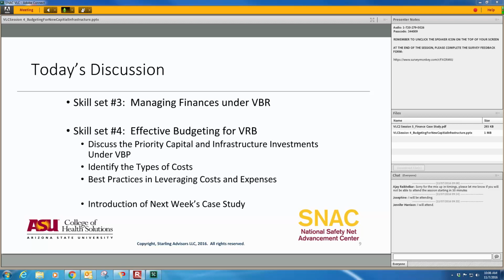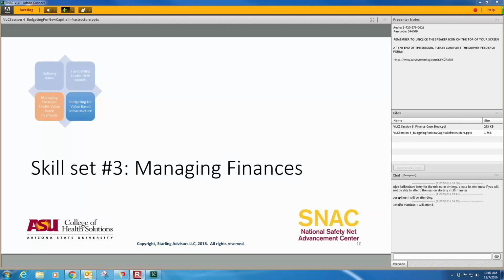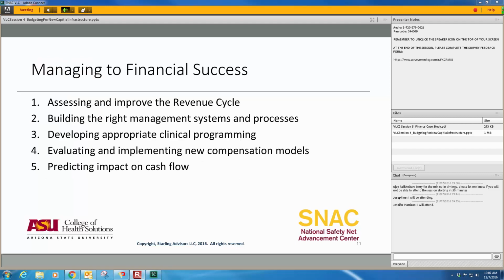So as we mentioned, today's conversation is going to focus on three areas: managing finances under value-based reimbursement, effective budgeting for value-based reimbursement, and a discussion of the case study, which will make up next session's content. So as we talk about managing, I'm going to address 5 specific areas that we see successful organizations addressing as they move into value-based reimbursement.